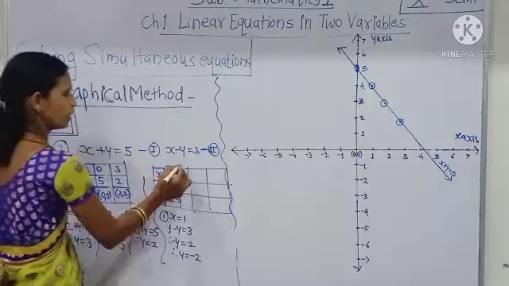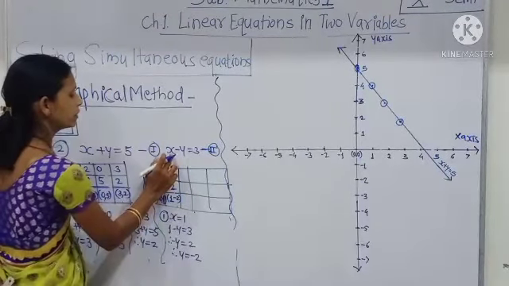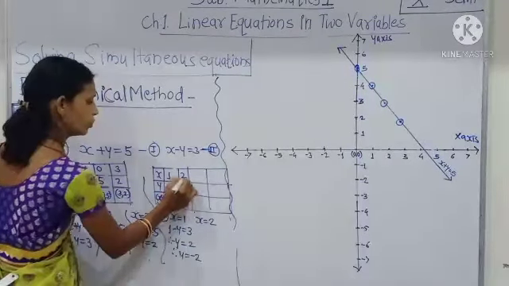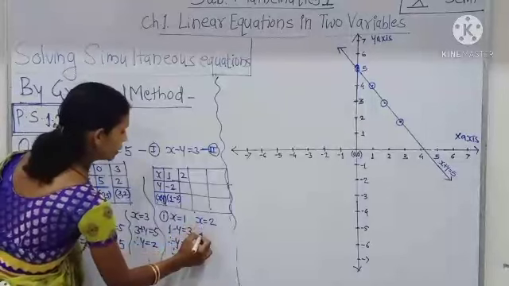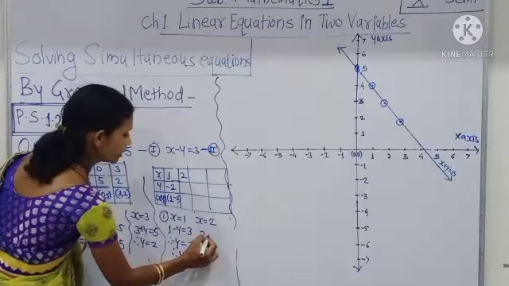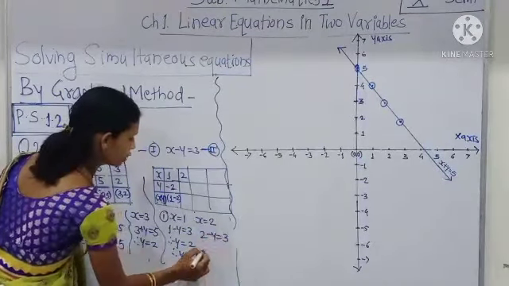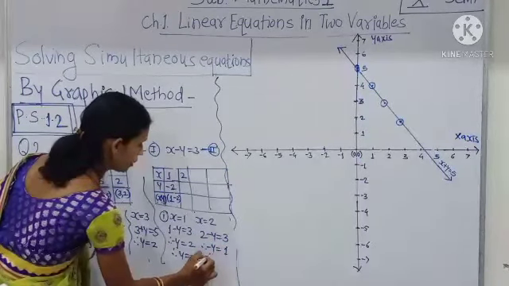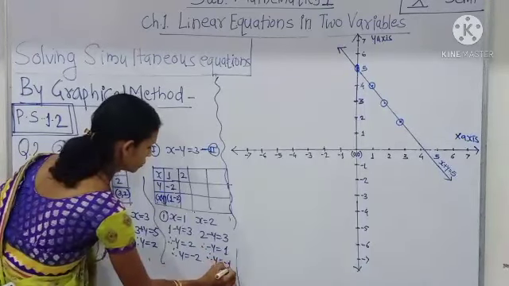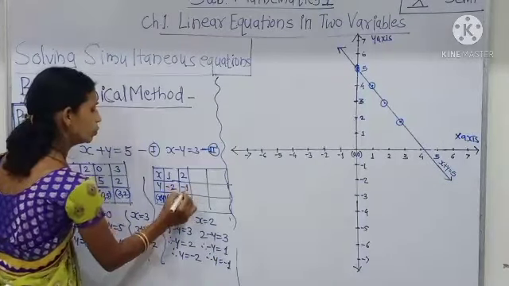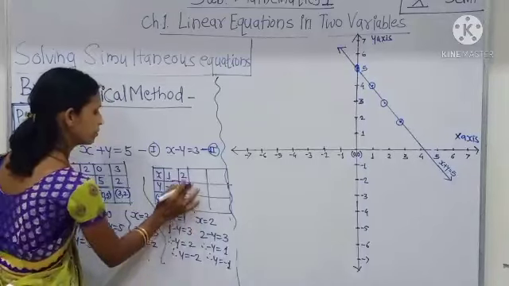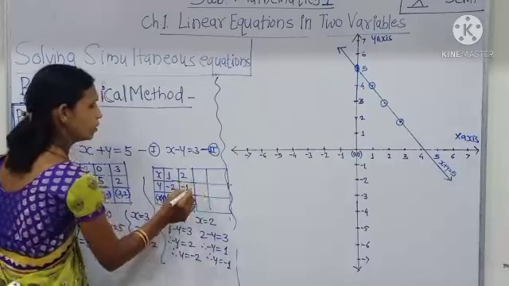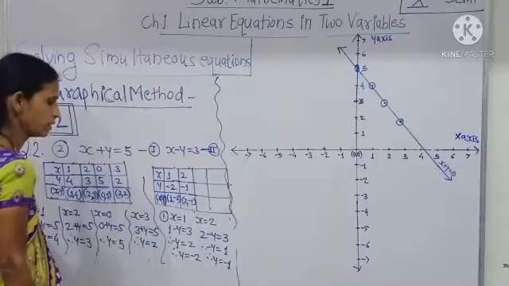Then if we take the value of x is equals to 2, then we get the value for y, that is 2 minus y is equals to 3. Therefore minus y is equals to 3 minus 2, that is 1. Therefore y is equals to minus 1. Therefore (2, -1) is the second ordered pair for the same equation.